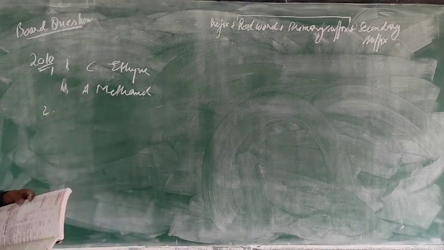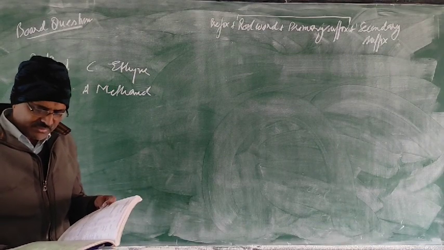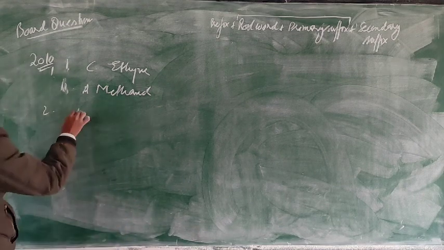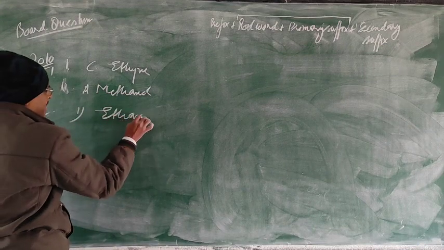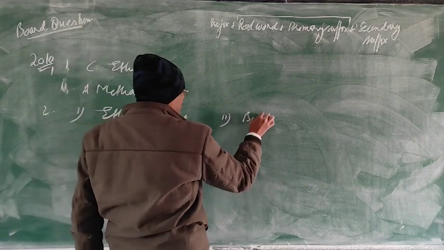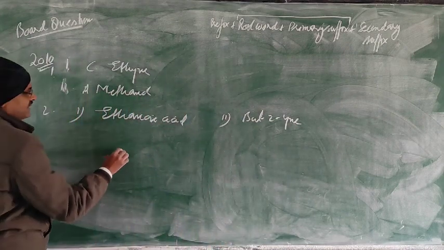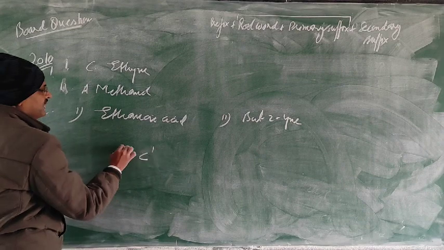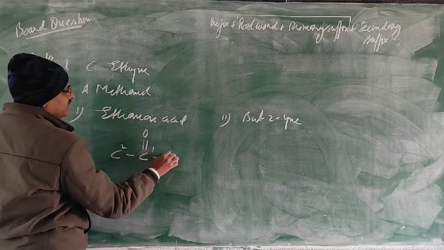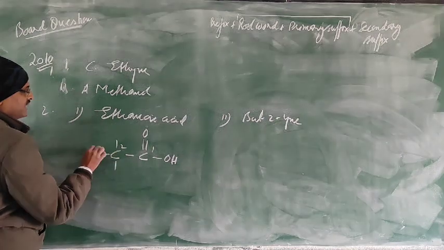Now the second question: draw the structural formula of ethanoic acid and but-2-yne. I have given the method, so you have to follow. First one is ethanoic acid. Look at the root word: eth. Draw a chain of 2 carbon atoms, numbering. Then the first carbon is converted to a carboxylic group. Now fill the rest of the valence with hydrogen atoms. So one is filled here, 3 are made.